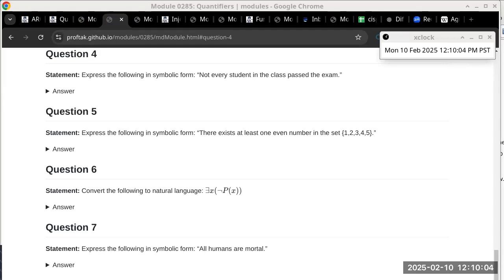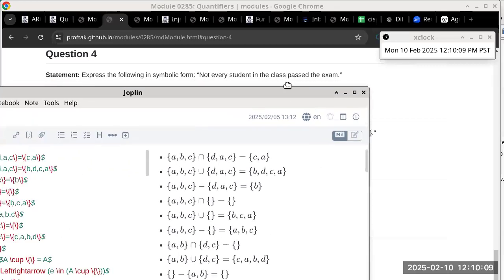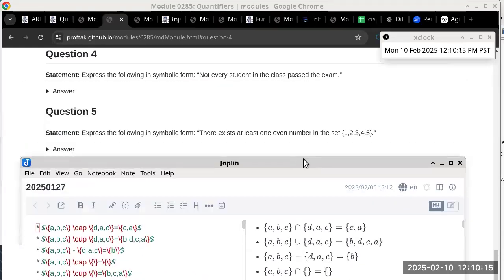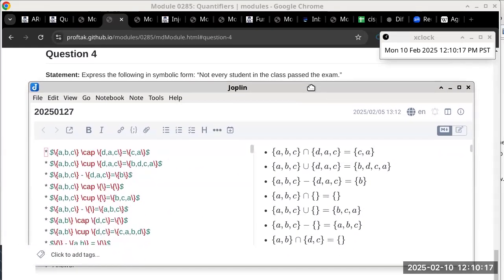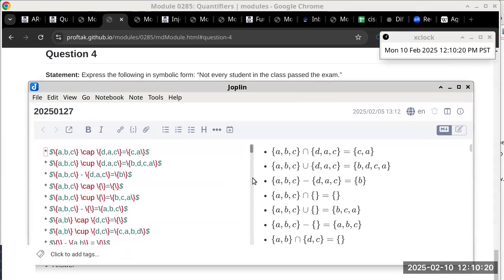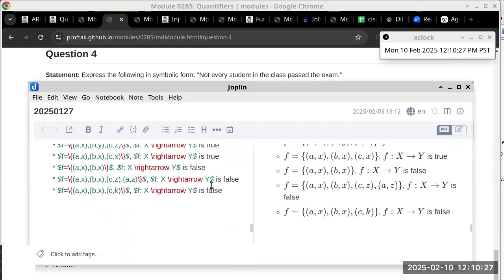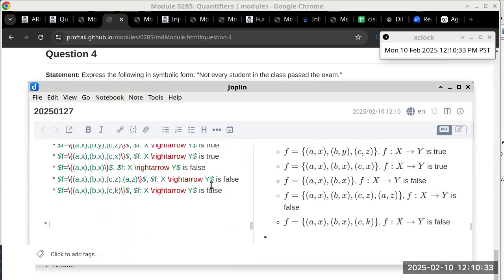Okay, so I'm starting Joplin right now, just so that I can record this into Joplin. We'll try to make everything visible, which is kind of a chore, but it's doable. All right, I'm just going to put some empty space here, and I'm going to quote the sentence: not every student in the class passed the exam.